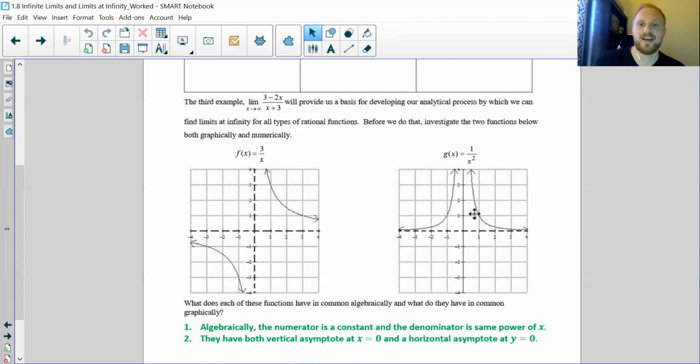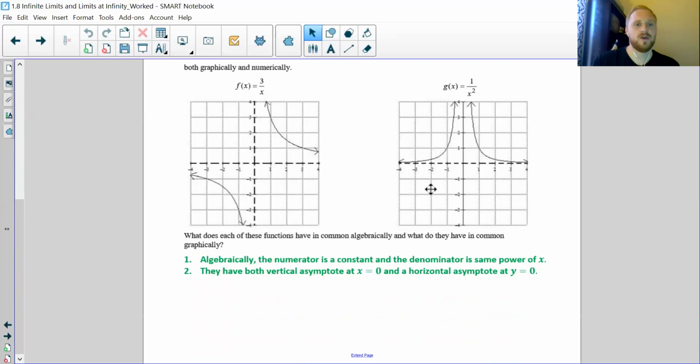But you'll notice that if x approaches 0, the y value from the left and the right is infinity. So what does each of these functions have in common algebraically, and what do they have in common graphically? Algebraically, the numerator is a constant and the denominator is a power of x.